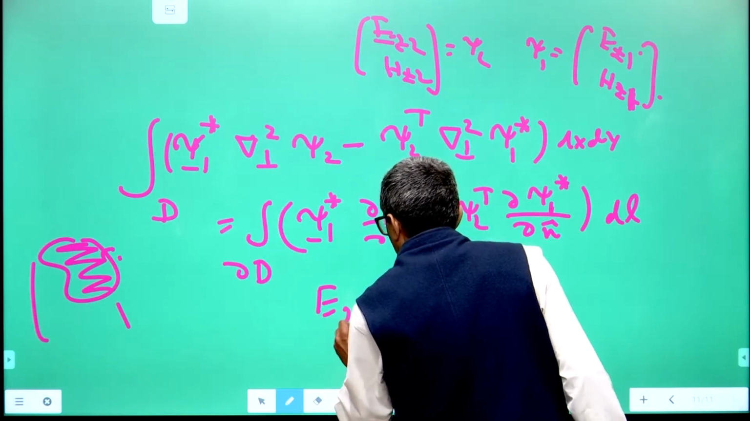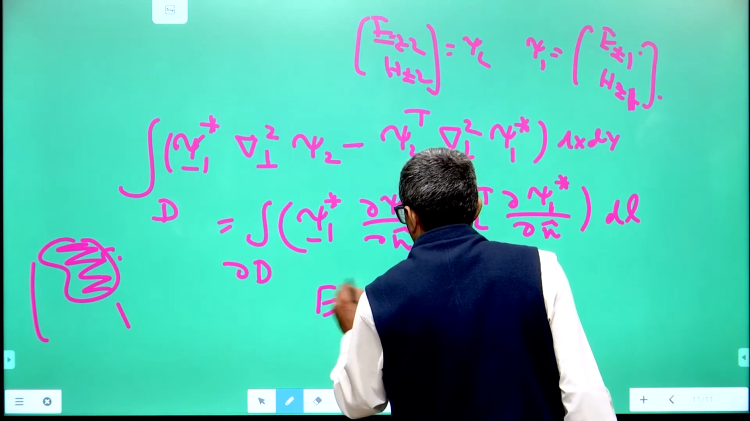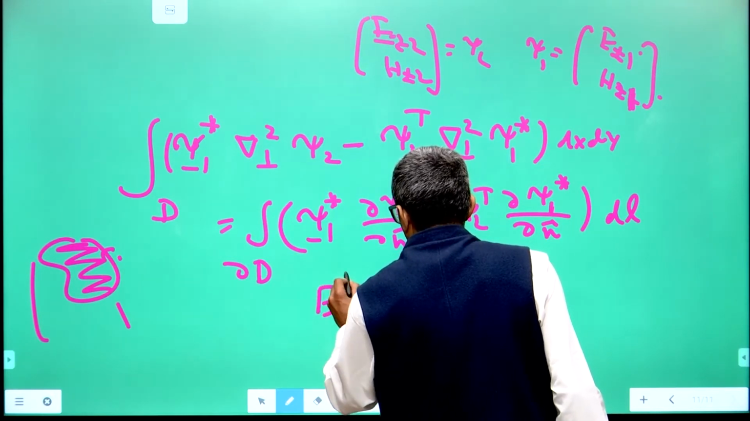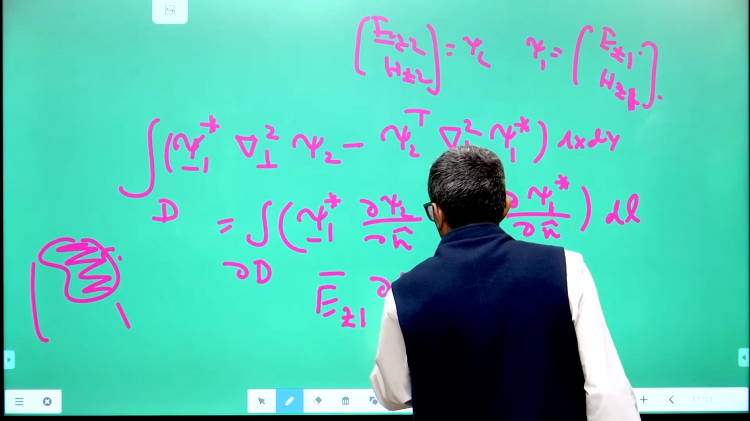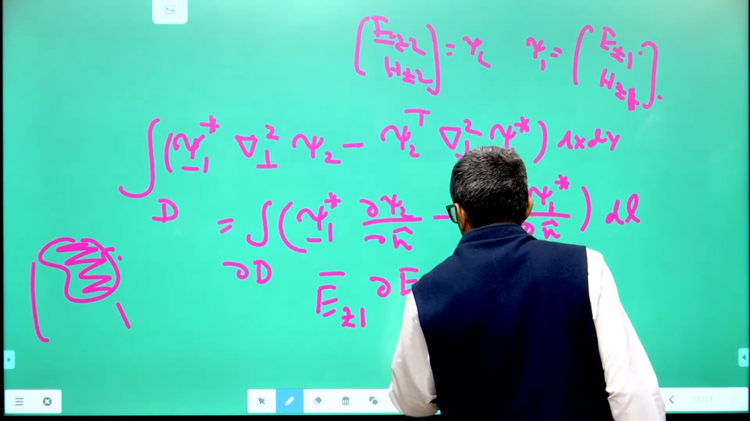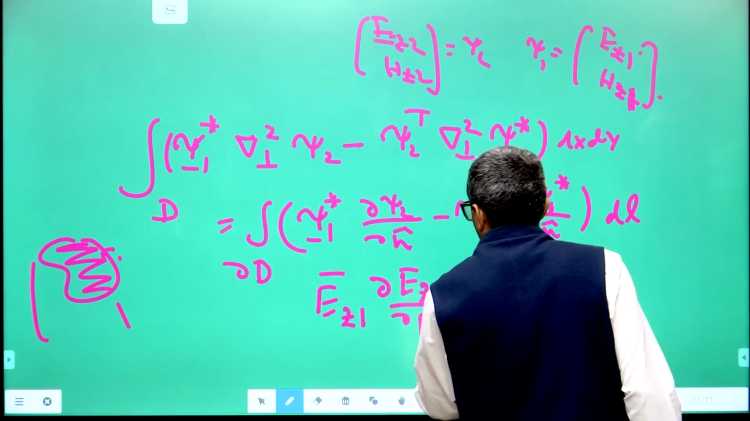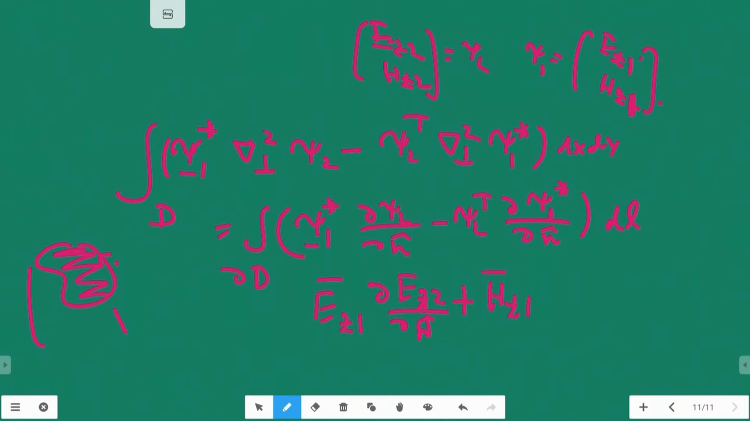It is equal to Ez1 bar into dou Ez2 by dou n cap plus Hz1 bar into dou Hz2 by dou n. Because psi is a vector, this will become a row vector consisting of components Ez1 bar, Hz1 bar. This will be a column vector, psi 2, consisting of components Ez2 and Hz2. Now Ez1 vanishes on the boundary, so this term will drop off. On the other hand, dou Hz2 by dou n vanishes on the boundary, so this term will also drop off.